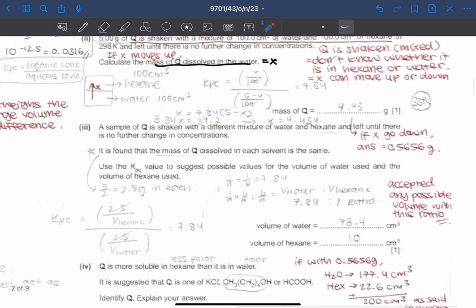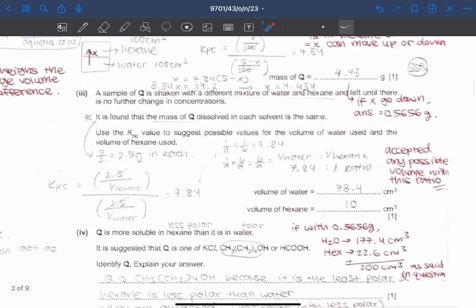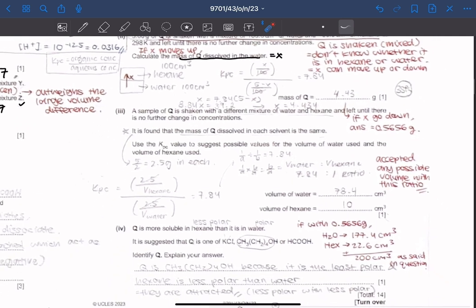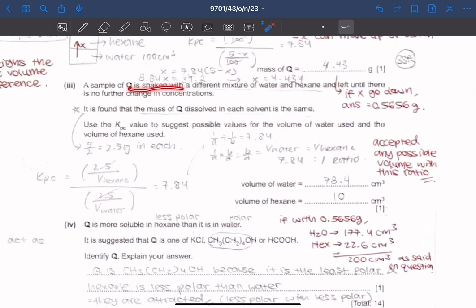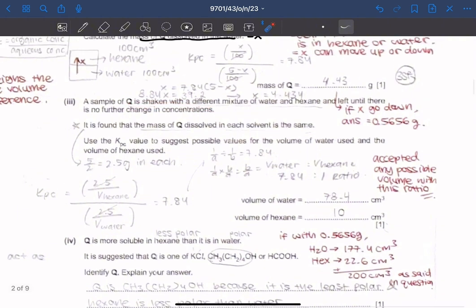And your answer for this question would actually affect the next questions. So a sample of Q is shaken with a different mixture of water and hexane and left until there is no further change in concentration. It is found that the mass of Q dissolved in each solvent is the same. Use the Kpc value to suggest possible values for the volume of water used and the volume of hexane used.